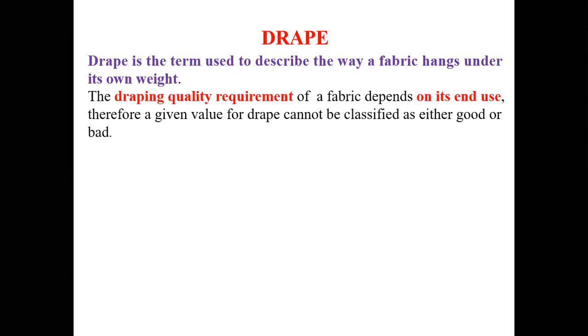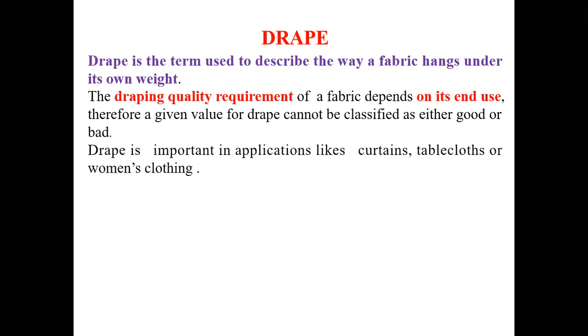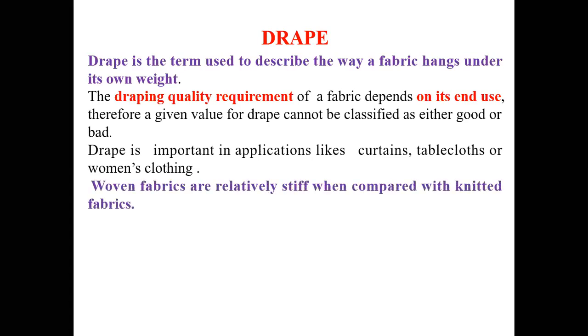Now, the draping quality requirement of the fabric depends on its end use. Therefore, a given value of drape cannot be classified as either good or bad. What I mean to say here is that draping quality is not an essential fabric property. In some cases, it is considered as desired, and in other cases, it is not required. So let us see. Drape is important in applications like curtains, tablecloth, and women's clothing. Women's fabrics, woven fabrics, are relatively stiff when compared with the knitted fabrics. See, the knitted fabric always takes the shape of the contour of the body.